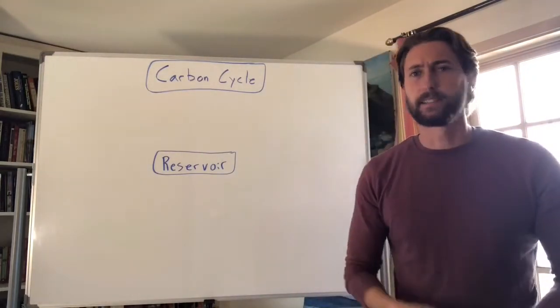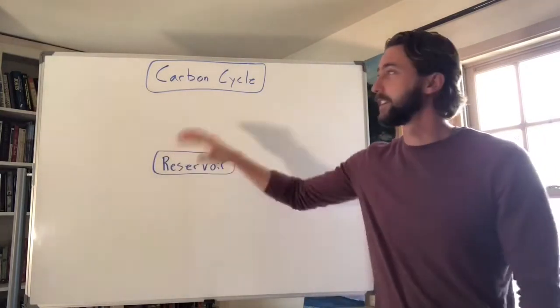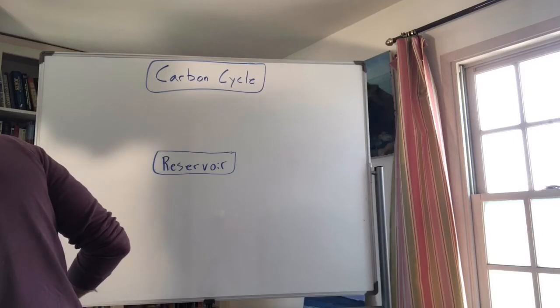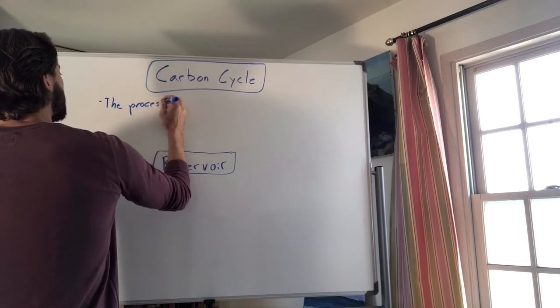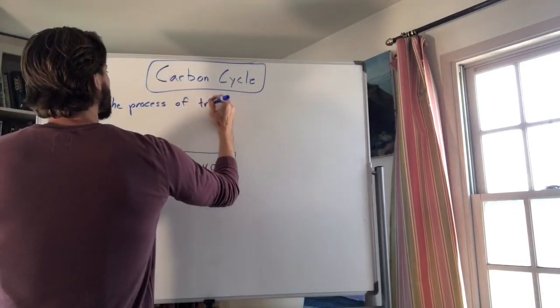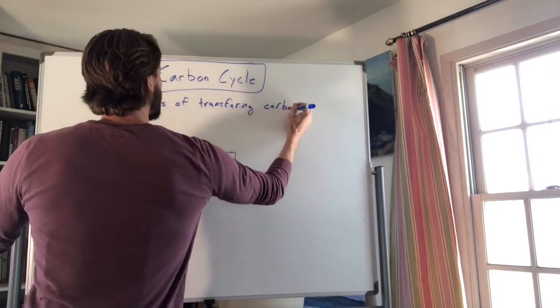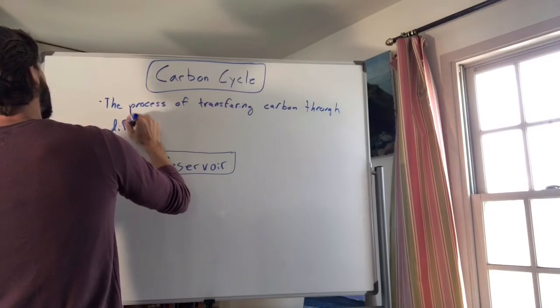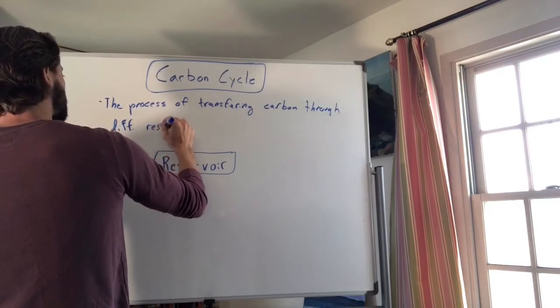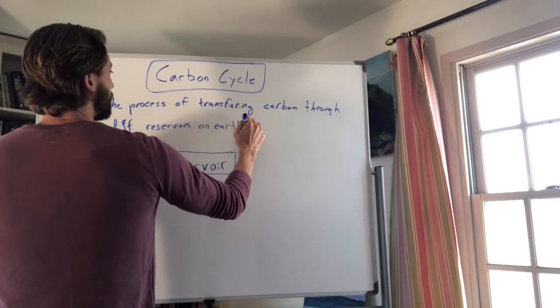So what the carbon cycle, guys, is, it's the cycle or the process of transferring carbon through different reservoirs. So we're going to write that down and kind of explain what that means, right? So the carbon cycle is the process of transferring carbon through different reservoirs on Earth, the place we call home.